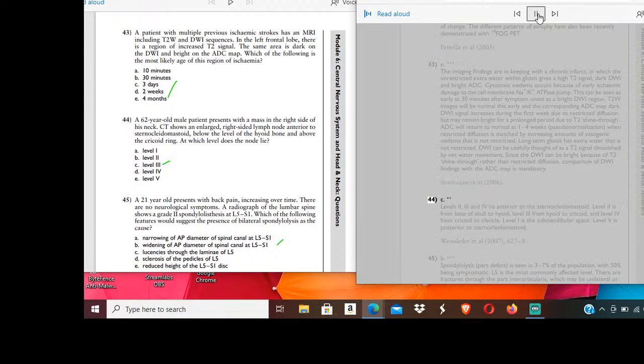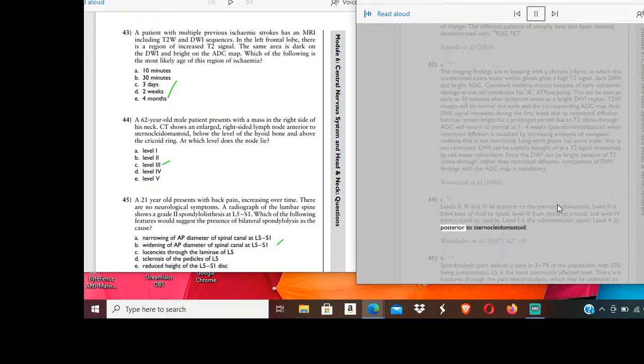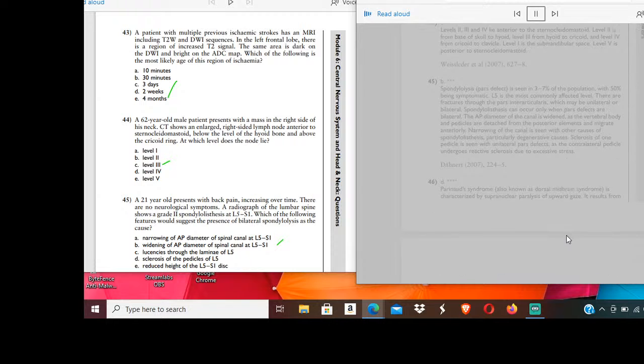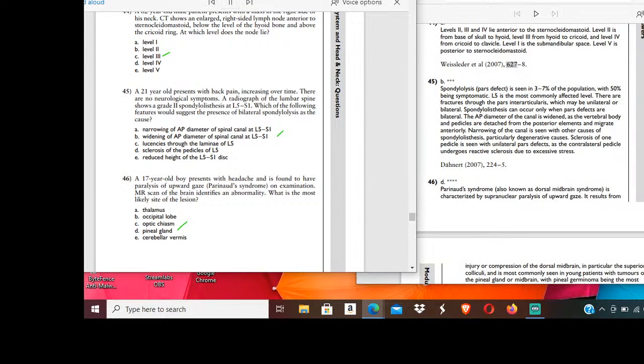2006. 44. C. Levels 2, 3, and 4 lie anterior to the sternocleidomastoid. Level 2 is from base of skull to hyoid, Level 3 from hyoid to cricoid, and Level 4 from cricoid to clavicle. Level I is the submandibular space. Level V is posterior to sternocleidomastoid. Weissleder et al. 2007, 627.